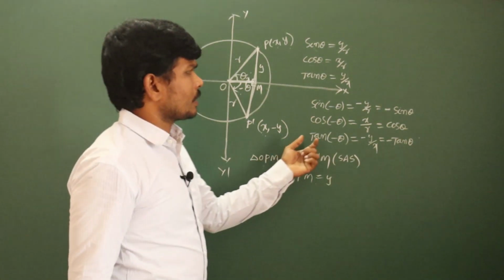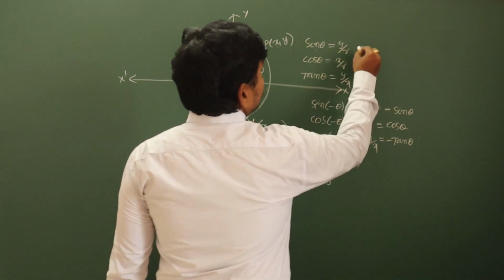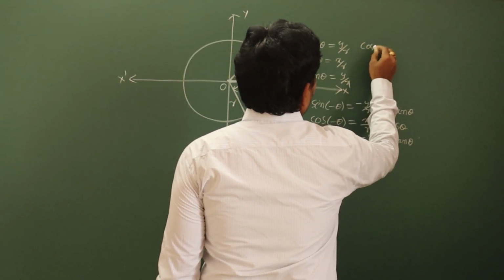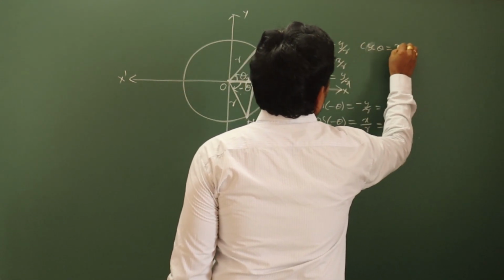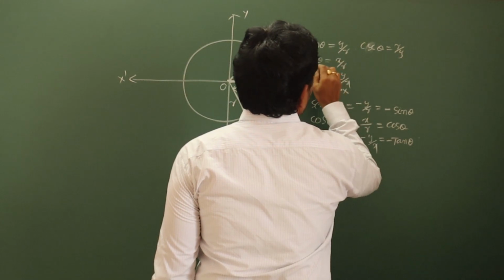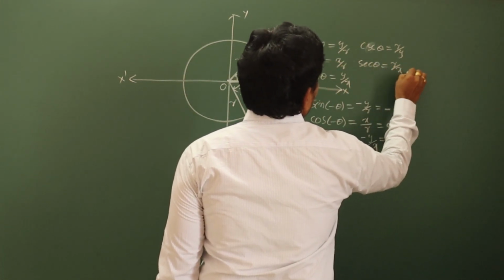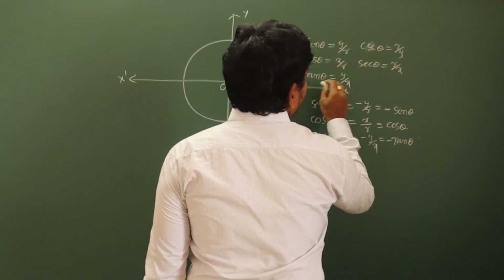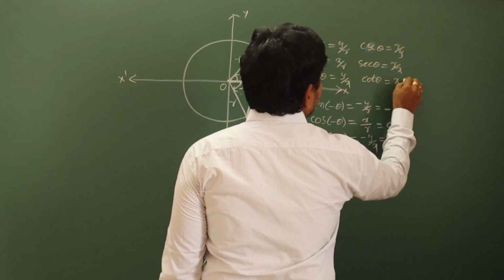Their reciprocals you get easily. Okay, what is the reciprocal of sin theta, cosec theta? R by y. What is the cos theta reciprocal? Sec theta. What is it? R by x. And what is the reciprocal of tan theta? Cot theta. It is x by y.